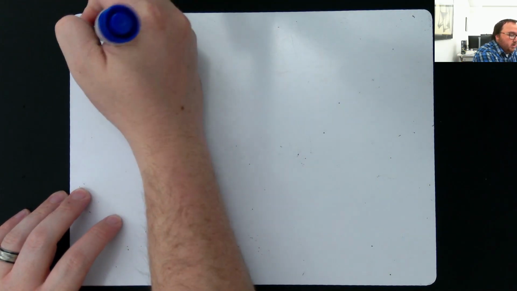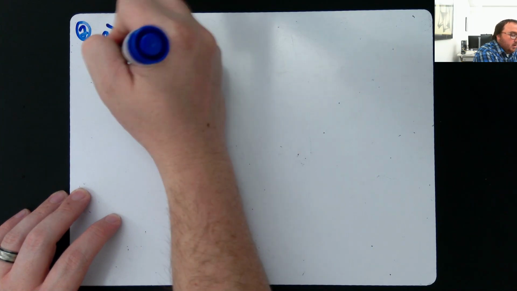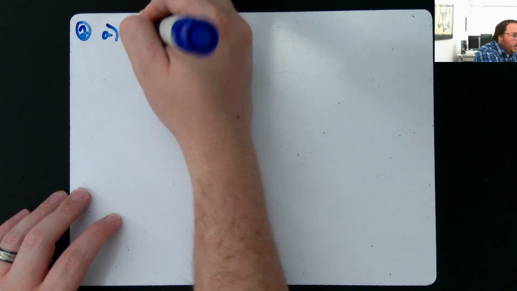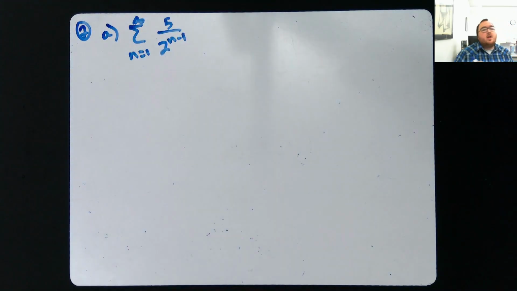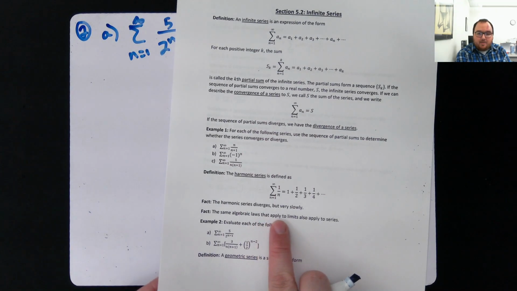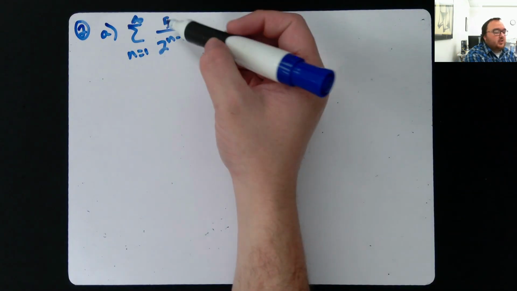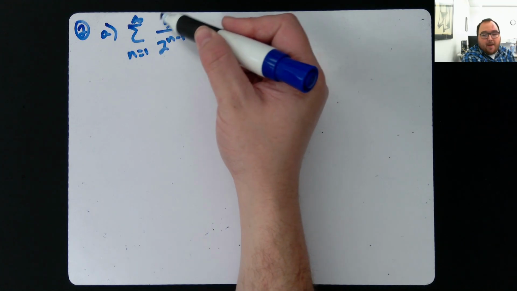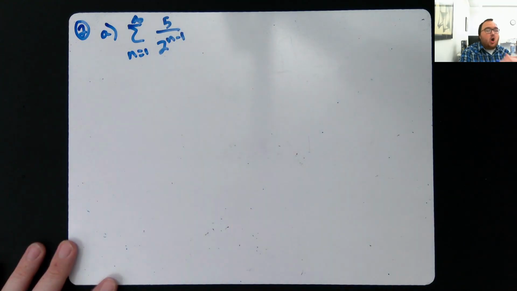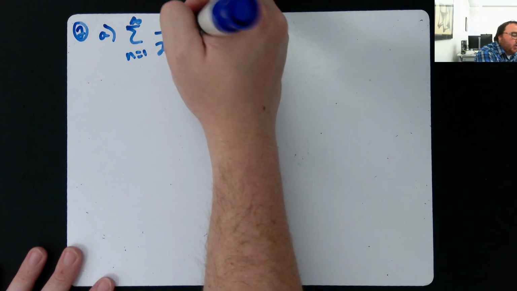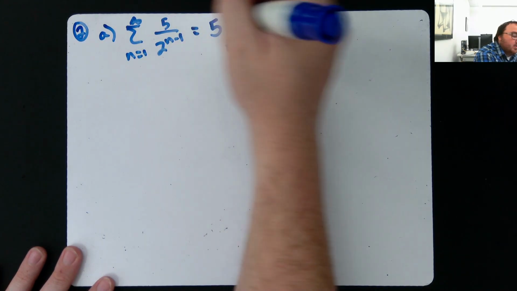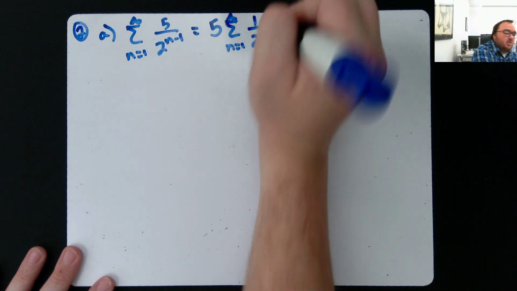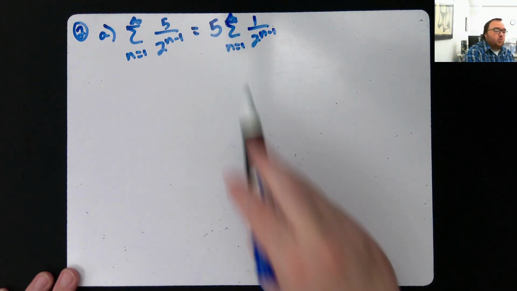Example 2a, the sum from n equals 1 to infinity of 5 over 2 to the n minus 1. So when I say that the laws are the same, what I mean is there's a 5 on top and nothing happens to that 5. It's a constant, so I can bring it out front. That's what I mean. It's stuff like that. So now I can just worry about this guy.